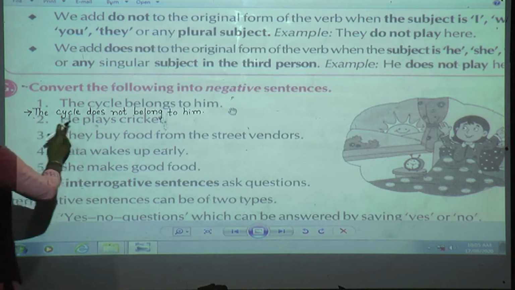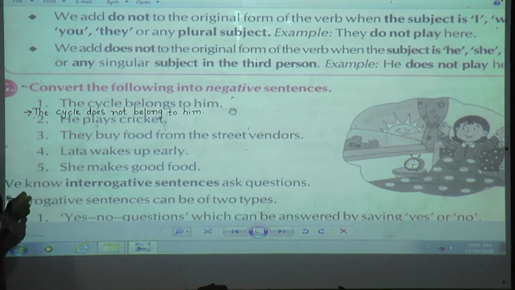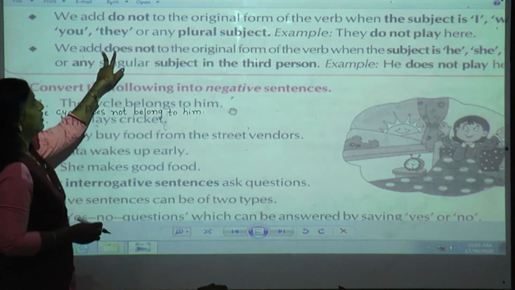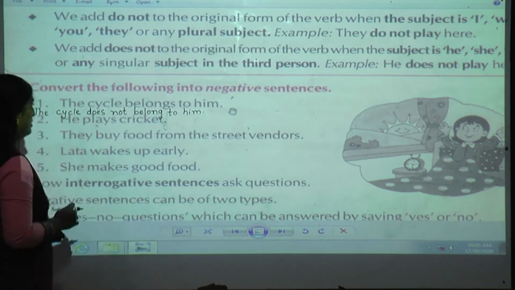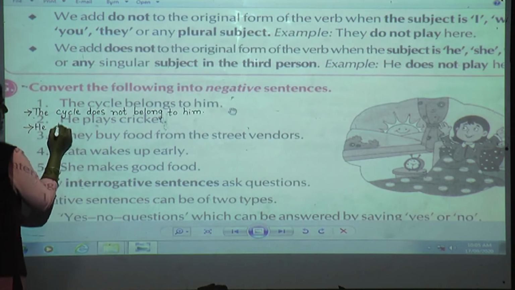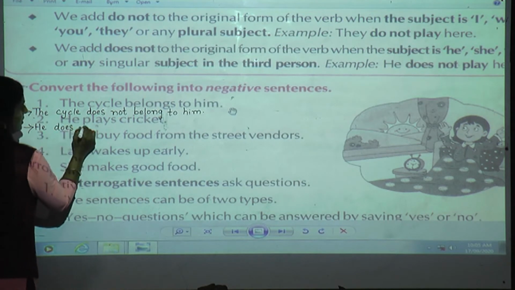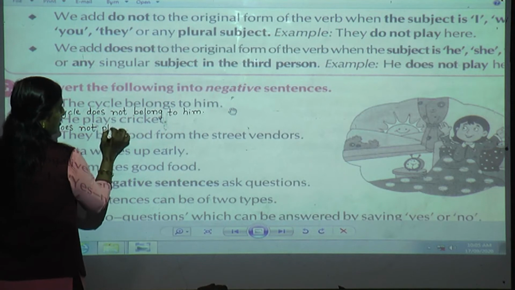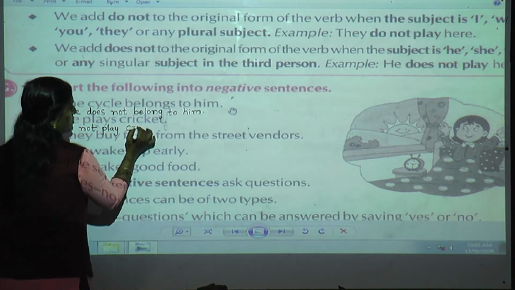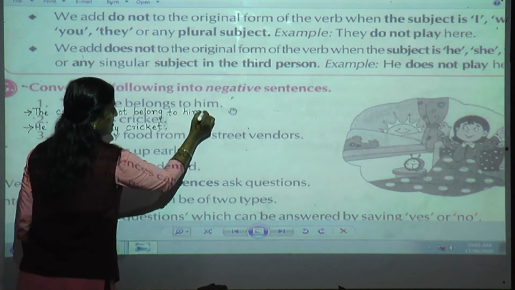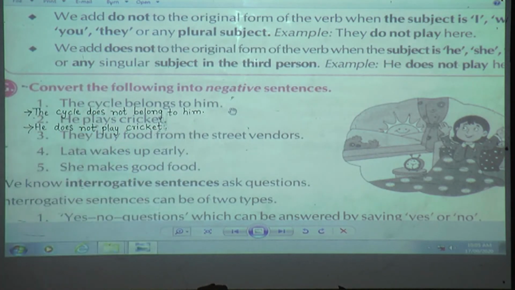Now, he plays cricket. Now he is what? When the subject he is there, what are we going to use? Does not. So what am I going to write here? He does not. What is the original form of verb for plays? Play. Cricket. Okay? As it is a statement sentence, we are going to put a full stop.